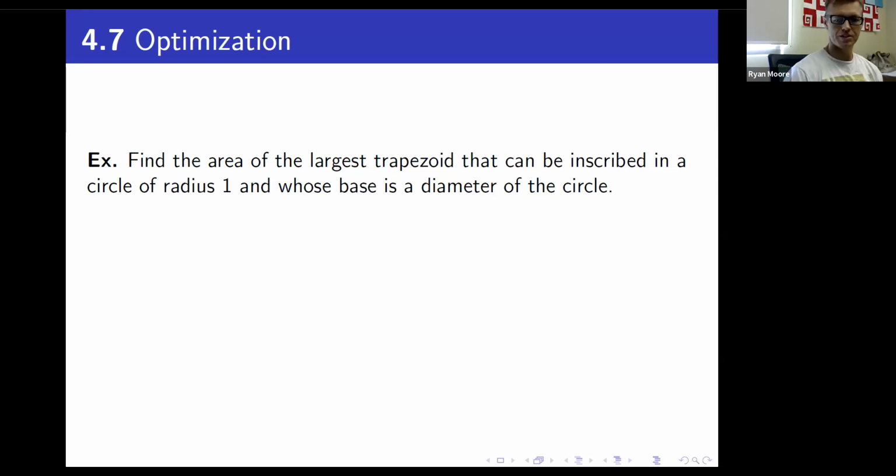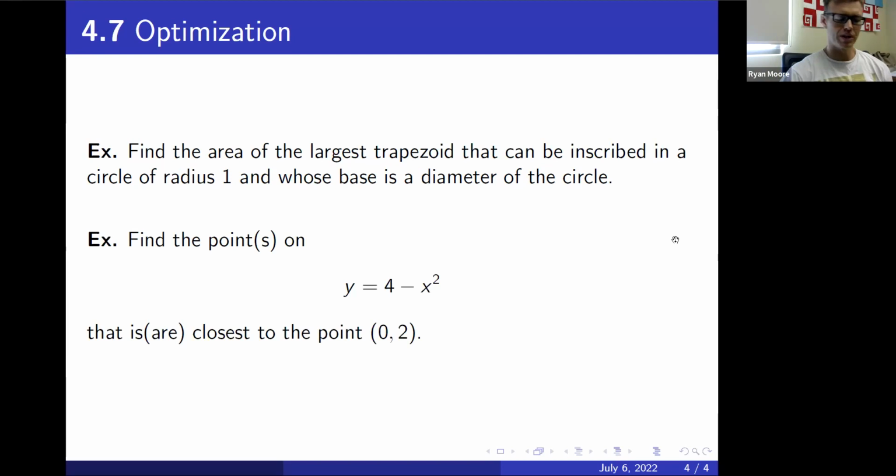We got one last example to chat about here with optimization. That last one was fun. What's next? This one will give us just a little bit something different. Find the point or points on y equals 4 minus x squared that is or are closest to the point at 0, 2. Okay, so we have this parabola, y equals 4 minus x squared. What is the closest point on that parabola to the point at 0, 2?